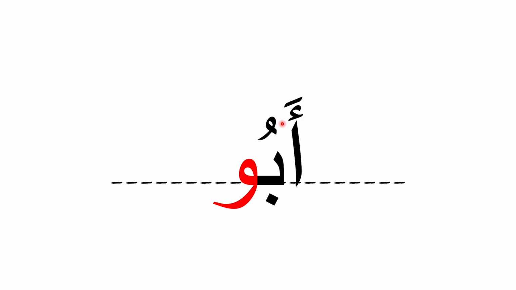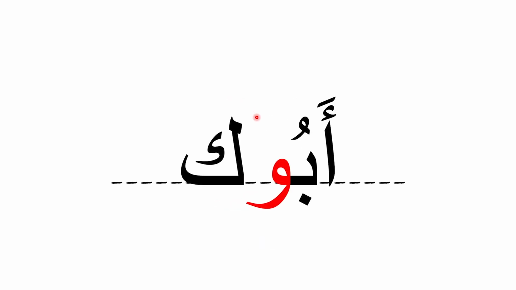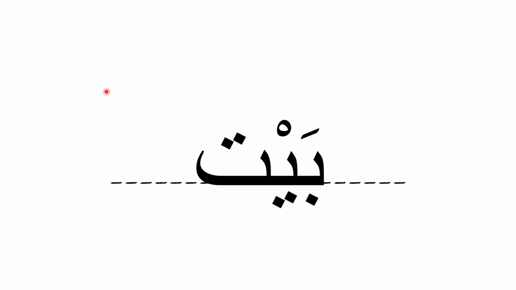So here we have hamza with a fatha, so that's a, and then bu, abu, and I said abu means father. Now if I would say your father, I'll just add a ka at the end, so it would be abuk, and abuk means your father. Now let's read this one. So here we have bait, and bait means house. Now if I want to say your house, it would be baytik, which means your house.